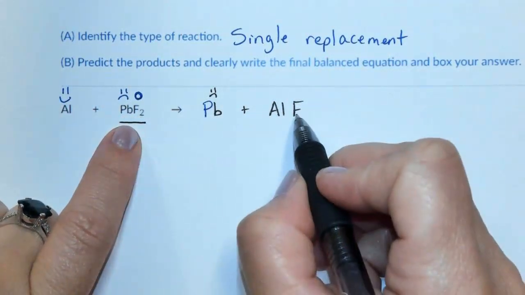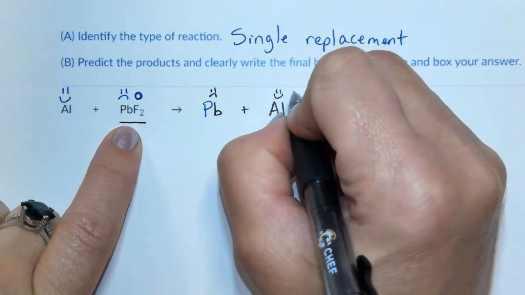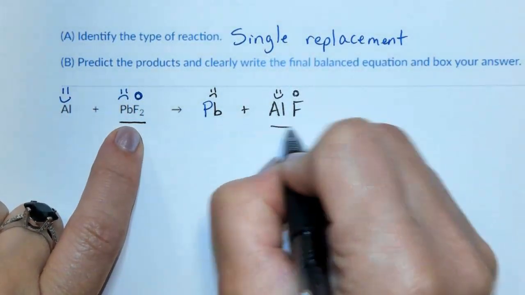Do not carry over subscripts. This is my happy face. This is my little ring. And now we have a happy couple.